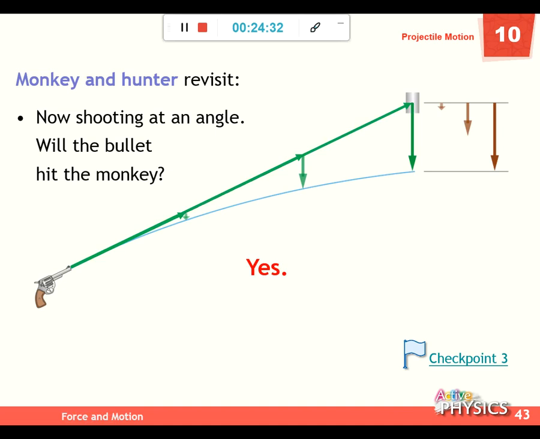Because in this case they will have the same vertical displacement for the bullet and the monkey. If the time is just enough, same time, same horizontal distance, and same vertical displacement, then the bullet can hit the monkey. Okay, last one, Ch10.2.